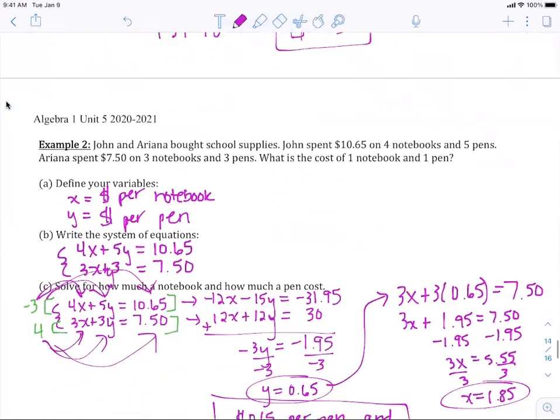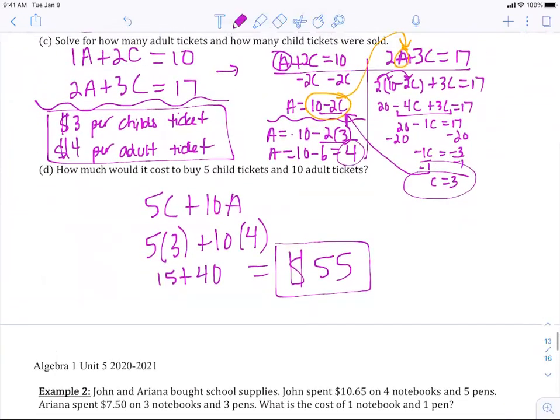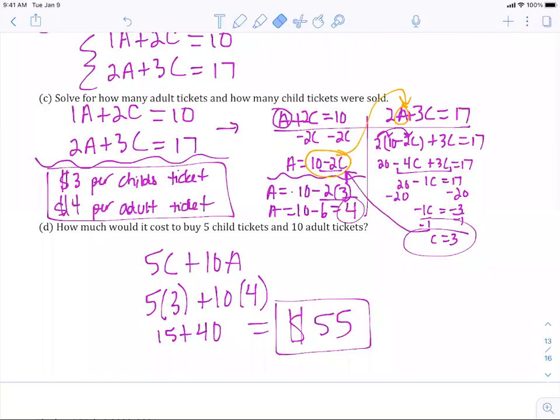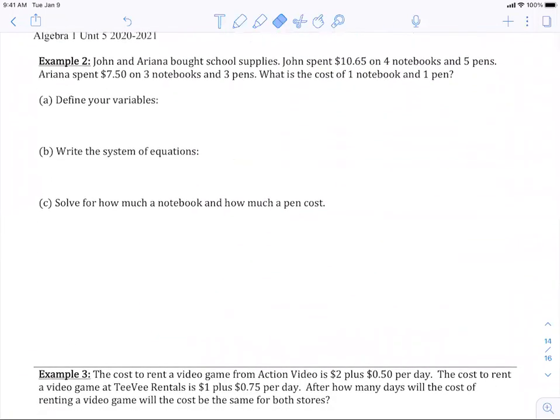So what I want you guys to do now, sorry guys, is I would love it if you would go to the next page and try example 2 on your own. So pause your video and give this one a shot.